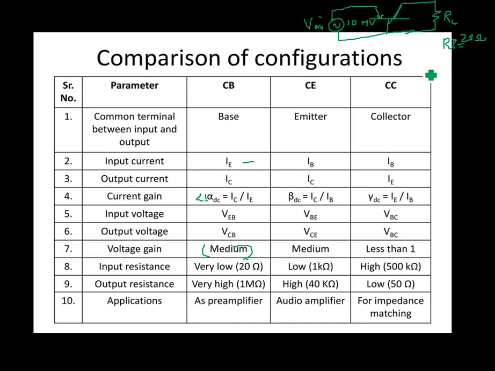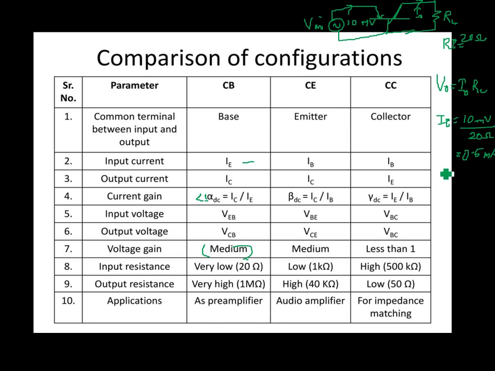So the voltage across this RL will be V0 equal to I0 into RL. Whatever the output collector current we have, I am taking it as I0. So at the input side, for this 10 millivolt peak AC signal, I am talking about the peak value, the input current will be 10 millivolt by 20 ohm. So that will be 0.5 milliampere.